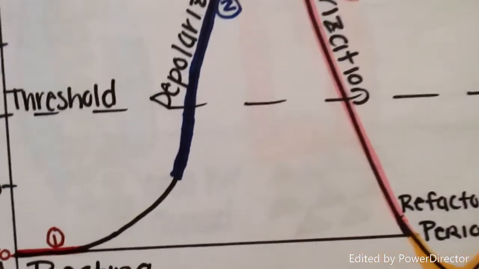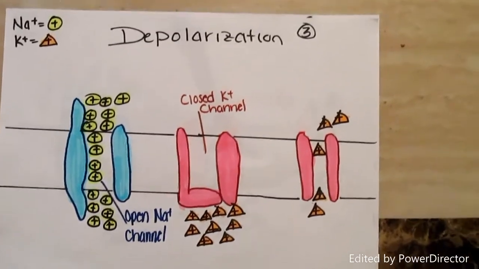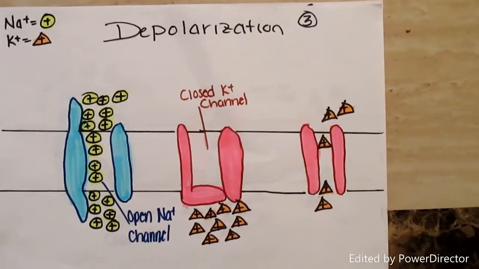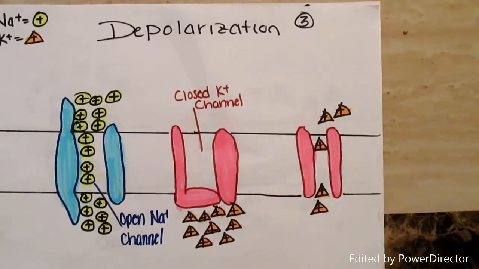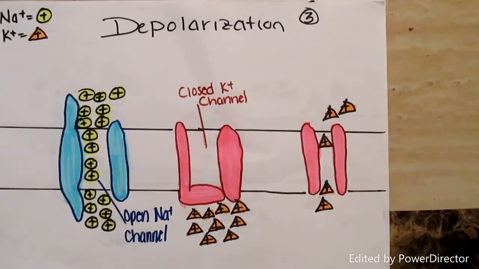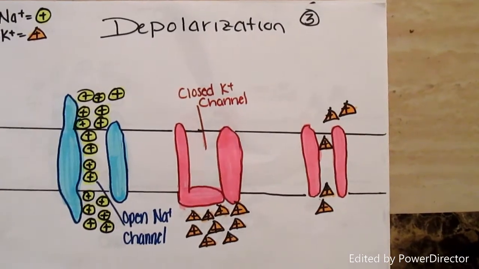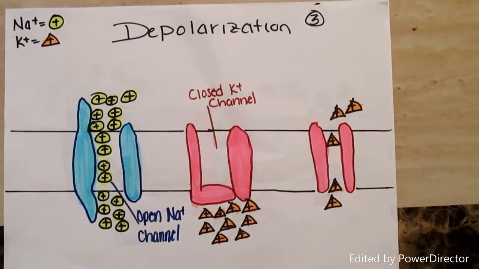Next, depolarization. Depolarization opens activation gates of most sodium channels, while the potassium channels' activation gates remain closed. Sodium ion influx makes the inside of the membrane positive with respect to the outside.